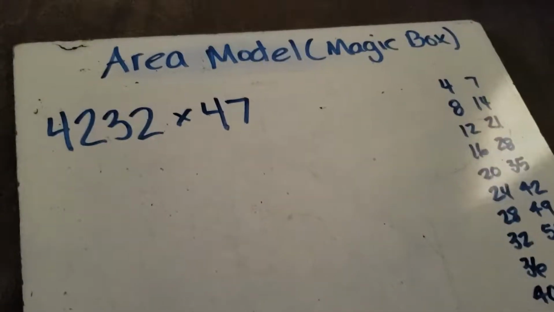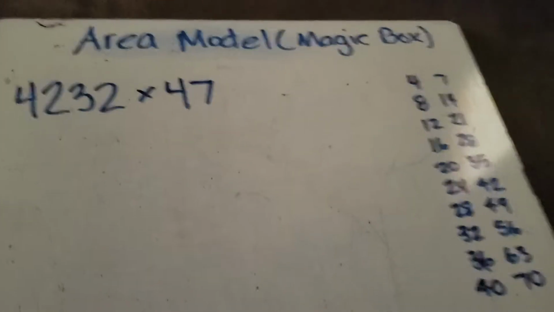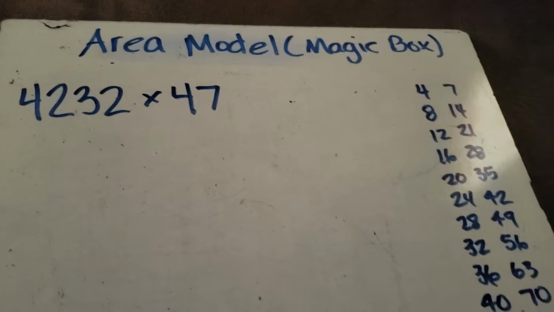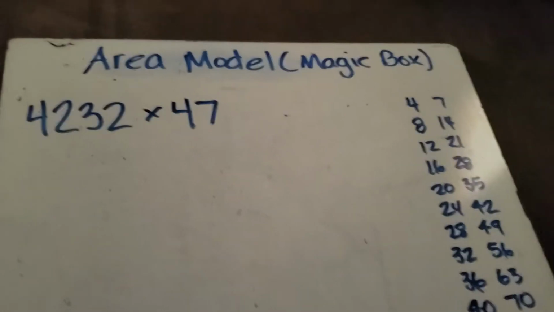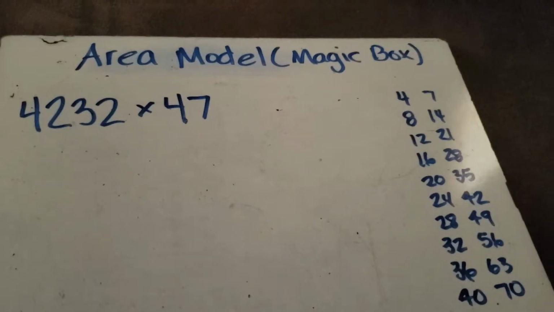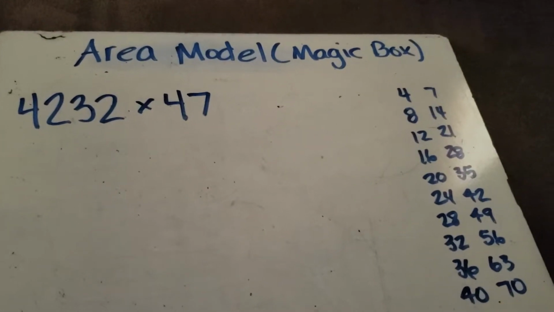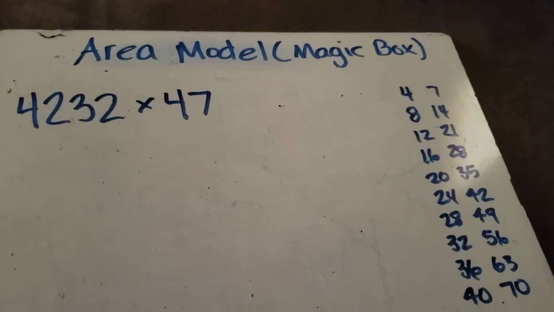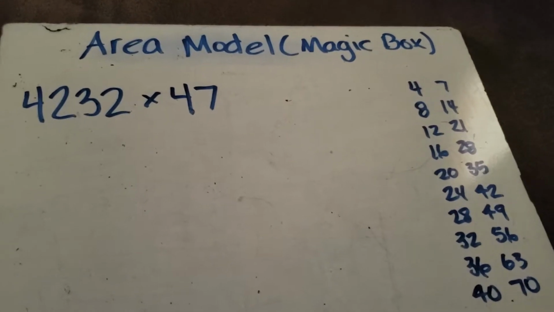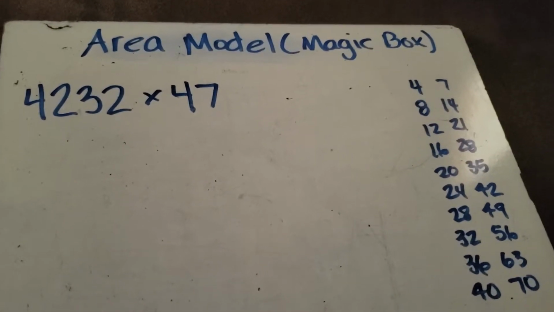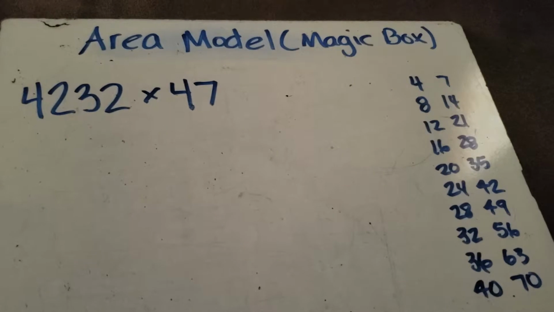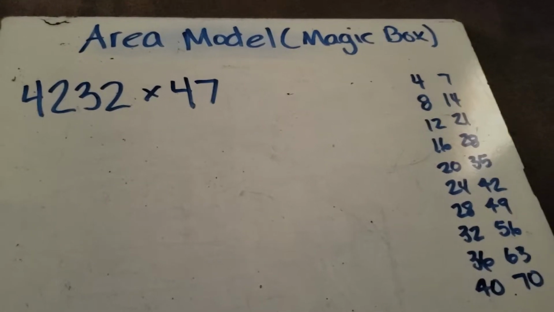Hi everyone, I'm back with the same problem that we had earlier, 4,232 times 47. This time I'm going to use the area model. Now this area model has a couple names the kids call it. They call it magic box, they call it the box method. It does include a box. Whatever they want to call it is fine as long as they understand the concept.